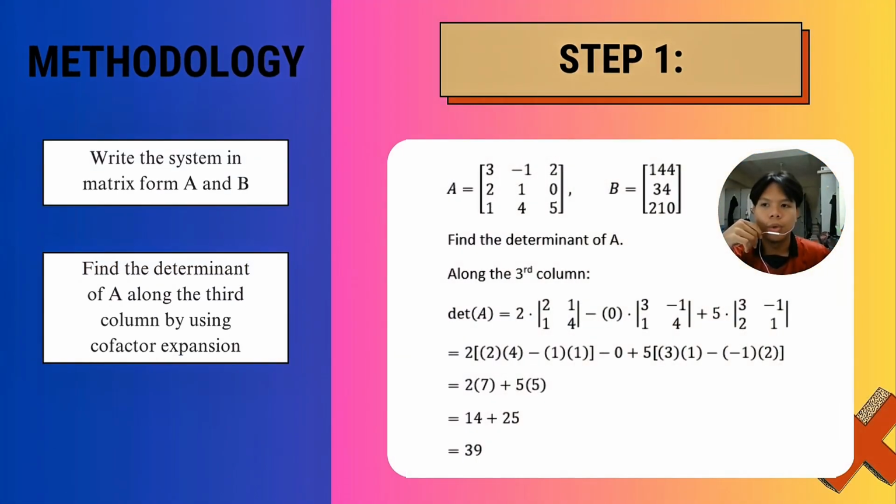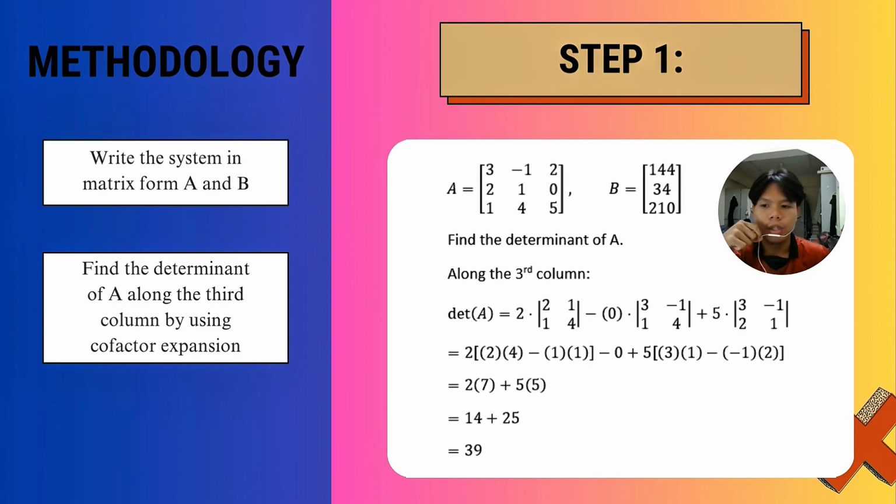Alright, so to find the determinant, first and foremost, we write the system in matrix form AX = B. Then, we find the determinant of A along the third column by using cofactor expansion. And we get 39 as our determinant of A. We found that the value is not equal to 0, which means that the system of linear equations has a unique solution.